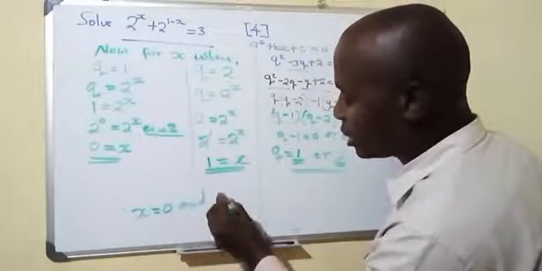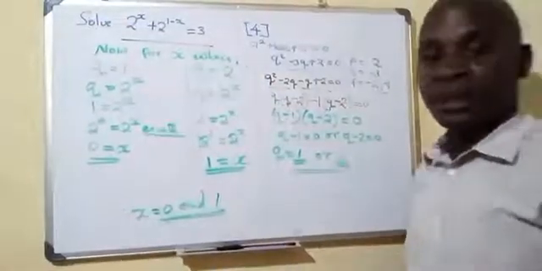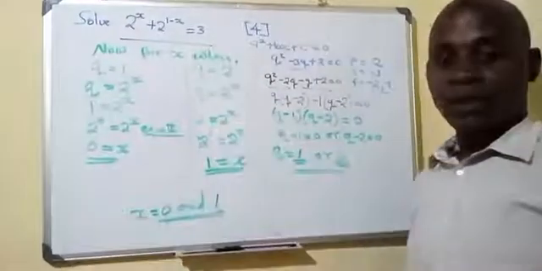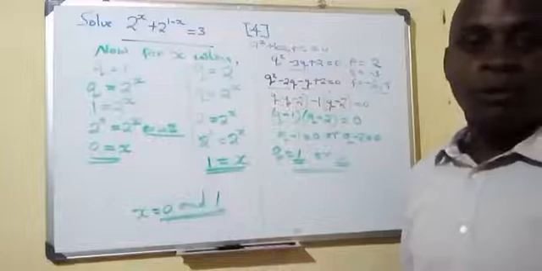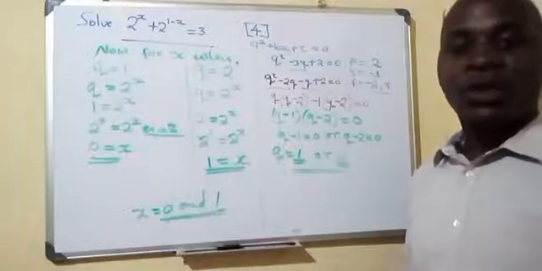So now you write this one as, therefore, x is equal to 0 and 1. So these are the answers for this question.